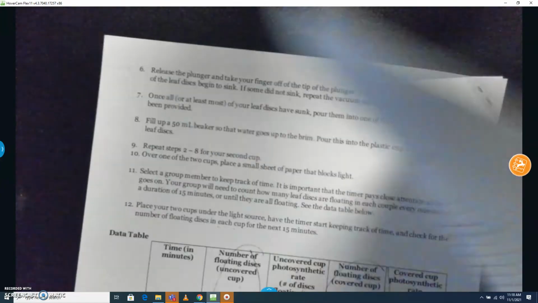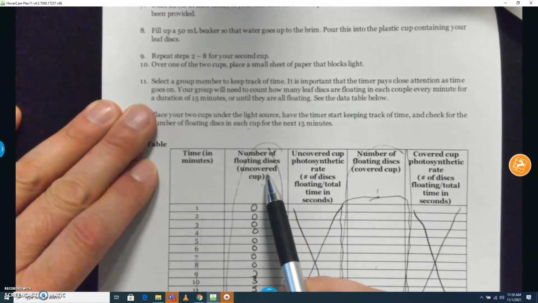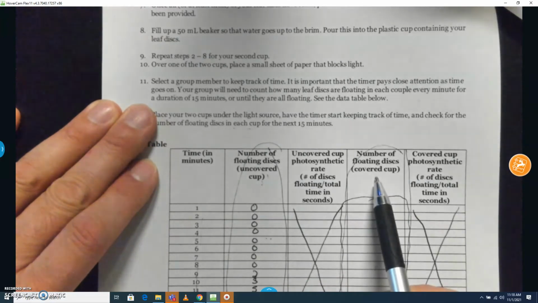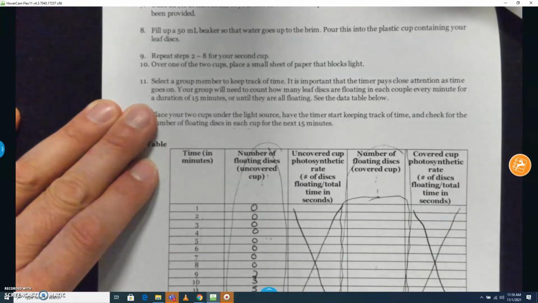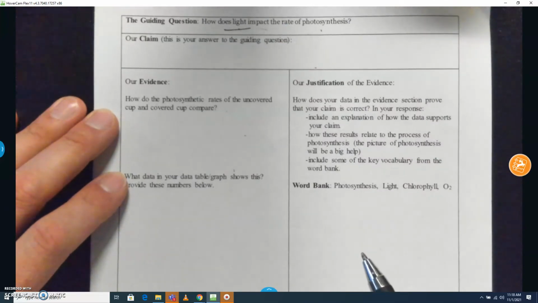So if you recall, we had one cup that you were getting data from. It was placed in the light. I had some data that I shared with you. It was a cup placed in the dark. So light, dark. How does the light impact the rate of photosynthesis?